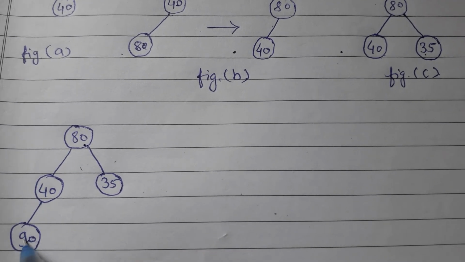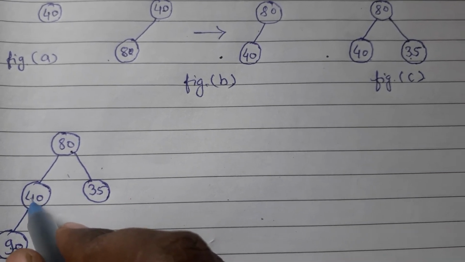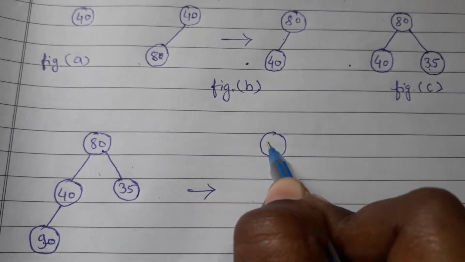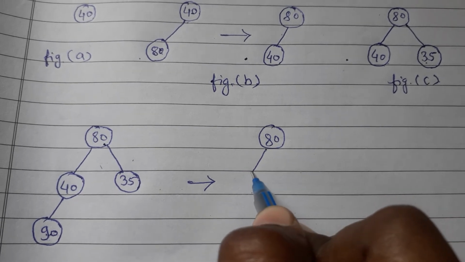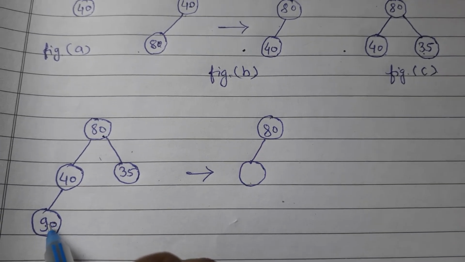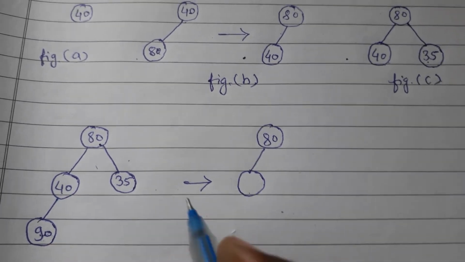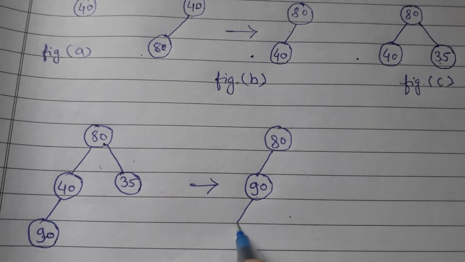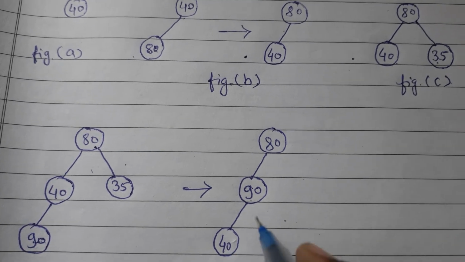So therefore we will move this 90, we will compare it with 40. So therefore here 80 is present. Now here we will compare this 90 with 40. So therefore 90 is greater than 40. So therefore 90 will be here and 40 will be the child of 90.